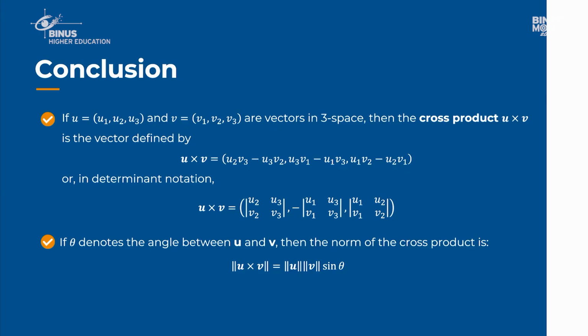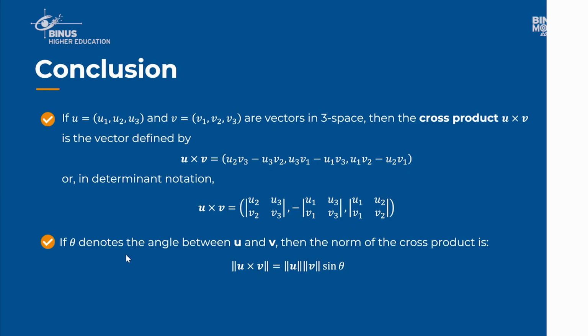So the conclusion is, first, if U equals vector (U1, U2, U3) and V equals (V1, V2, V3) are vectors in 3-space, then the cross product U cross V is the vector defined as follows, or in determinant notation: the first component is the determinant of the matrix U2, U3, V2, V3. The second component is minus the determinant of the matrix U1, U3, V1, V3. And the last is the determinant of U1, U2, V1, V2.